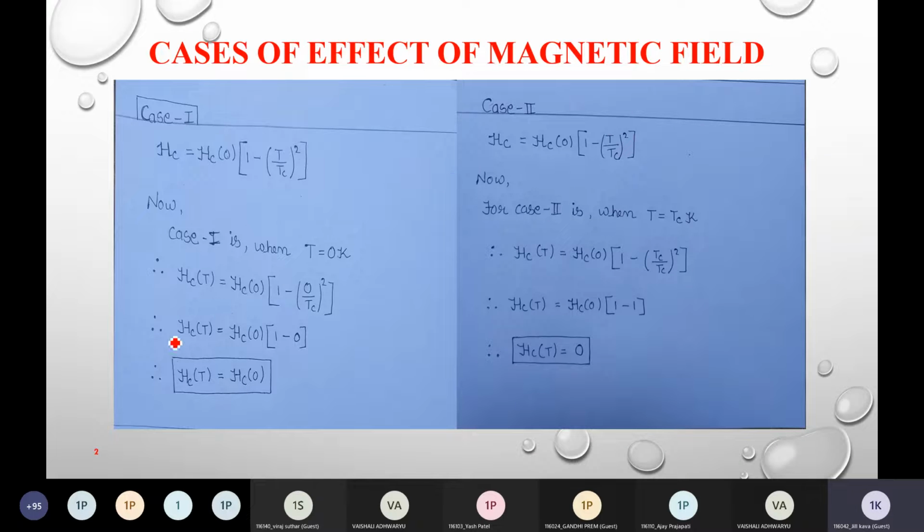There are two cases of magnetic field which we can derive from the formula. Case 1 is when temperature is 0, so we put T as 0. Then 0 upon Tc gets 0 and we get Hc of T is equal to Hc of 0. Case 2 is when temperature is Tc Kelvin. When we put Tc upon Tc, it is 1, so 1 minus 1 is 0, and Hc of T is 0. Is it okay, ma'am?